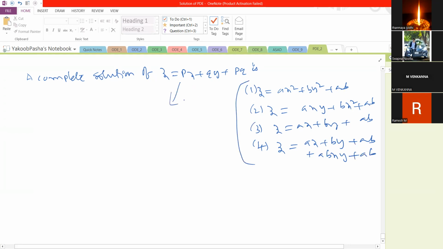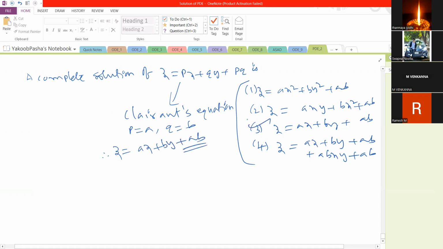Clearly, it is a Clairaut's equation. We should be able to identify Clairaut's equation. Since it is Clairaut's equation, directly replace p by a and q by b. So general solution z is equal to ax plus by plus ab. This is the general solution. Third option is the right option.